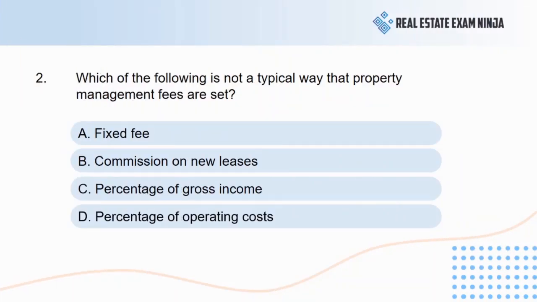Number 2. Which of the following is not a typical way that property management fees are set? A. Fixed fee. B. Commission on new leases. C. Percentage of gross income. D. Percentage of operating costs. The correct answer is D.